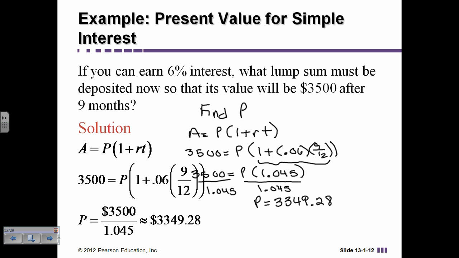So again, to clarify what we're saying here, how much money do I have to put in the bank right now so that 9 months from now it will be worth $3,500? And the answer to that question is I need to put $3,349.28 in the bank right now, and in 9 months it should be worth almost, or at least, $3,500.